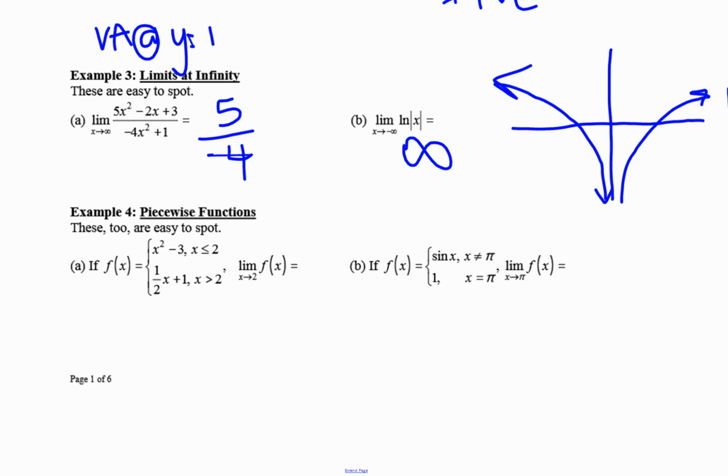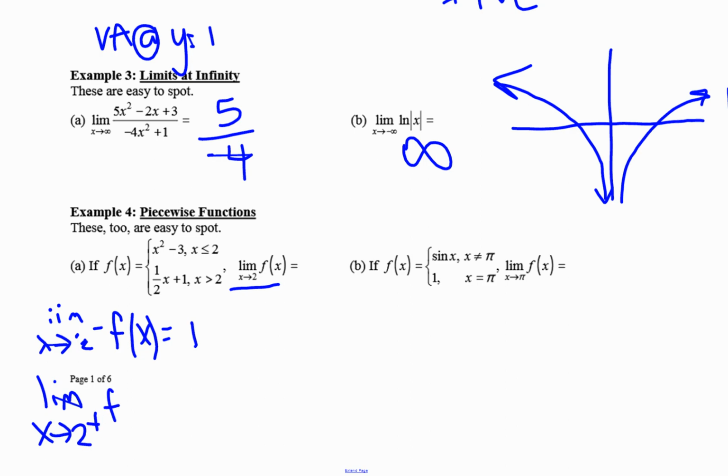Piecewise functions, you just have to take it by piece. Okay, so in this case, x approaches 2. So we'll do the left side. The limit as x approaches 2 from the left. That's 1. Limit as x approaches 2 from the right. 1 plus 1 is 2. All right, so they're not the same. The left hand limit doesn't equal the right hand limit, so the limit doesn't exist.